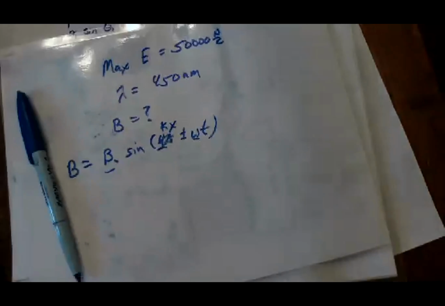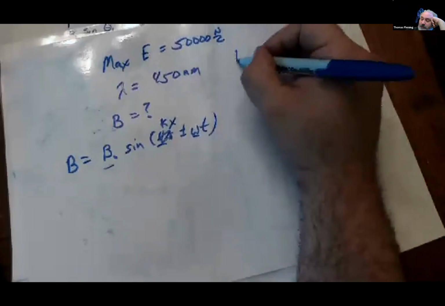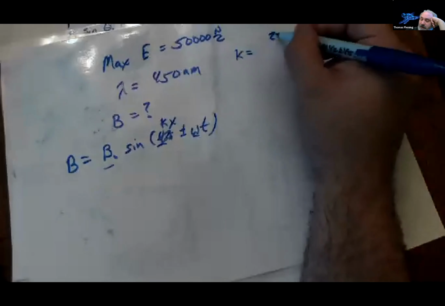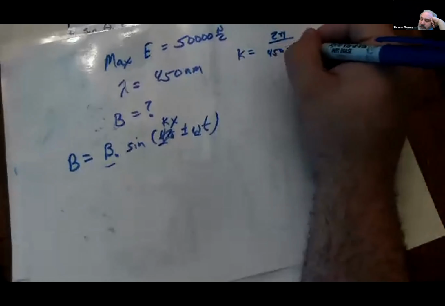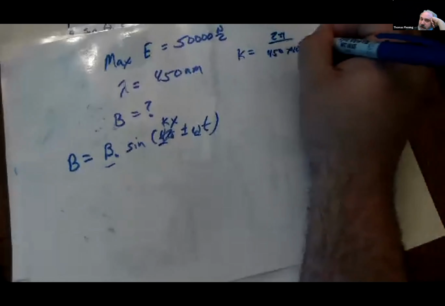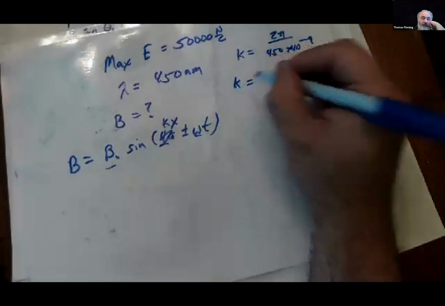K is the wave number. Can I find K? K is 2 pi over the wavelength. Ha! And the wavelength was given. So for this problem, K is going to be 2 pi divided by 450 times 10 to the negative 9th. That's a number that I can fill in the blanks with.